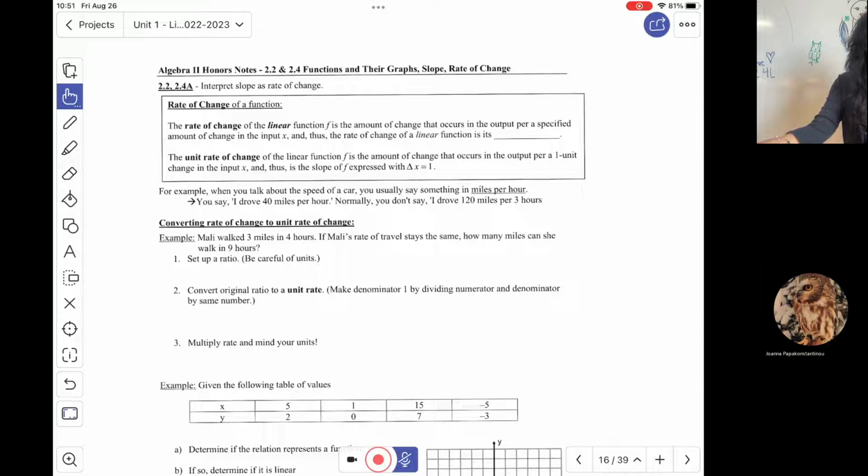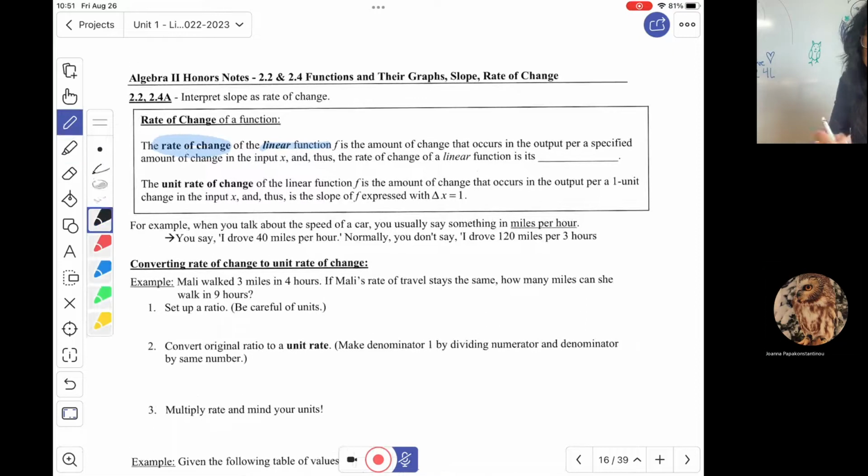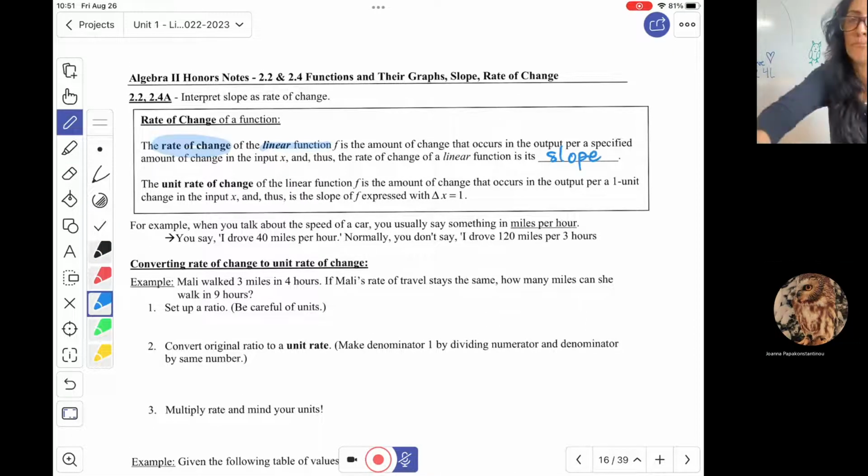Now, so far, we've really only focused on linear functions. So the graph of linear functions are lines. And if we refer to the rate of change of a linear function, that's our change of y over change of x, which is also known as what? The slope. Good.